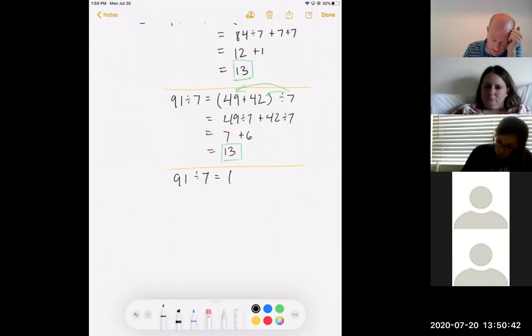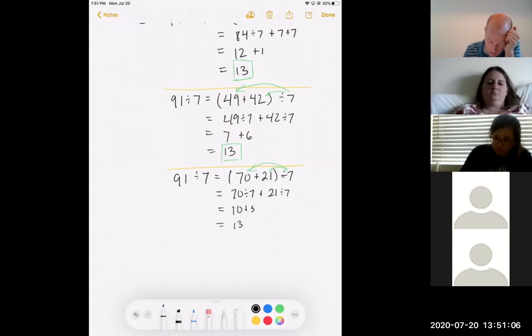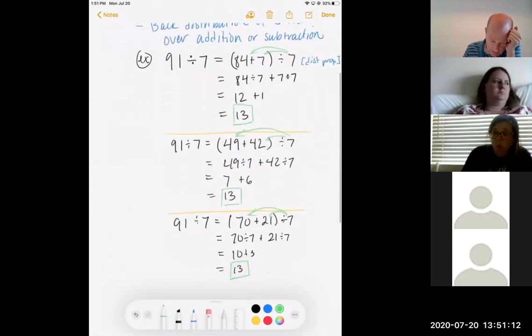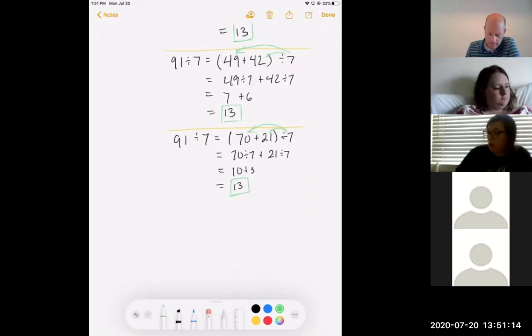So 91 divided by 7 can also be separated into 70 plus 21. Okay. Distribute the 7 here again. All right. So that's back distribution. We know we've done this before in our class with the 30-second challenges.